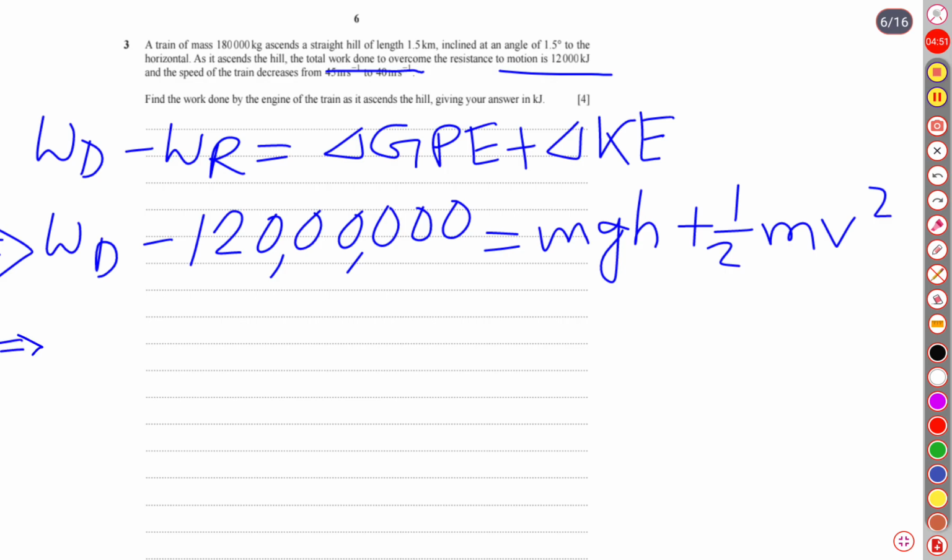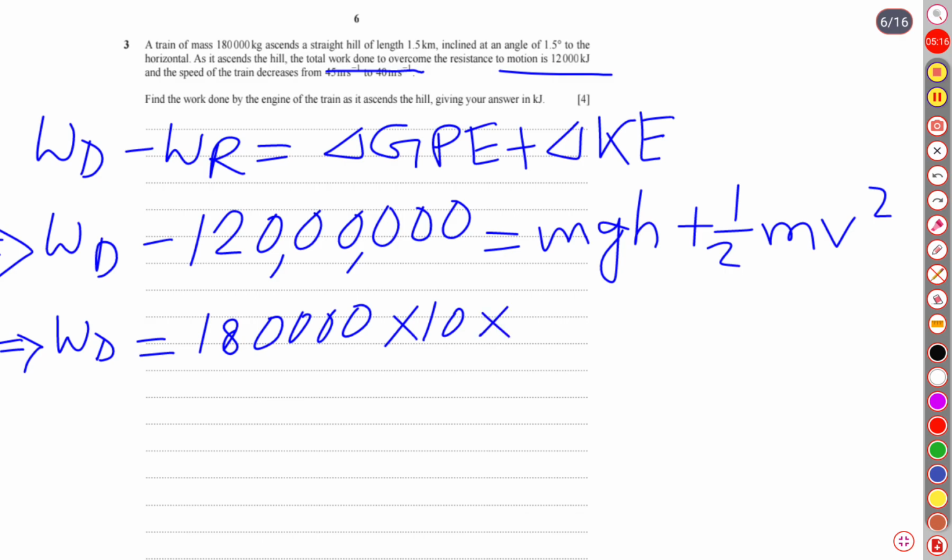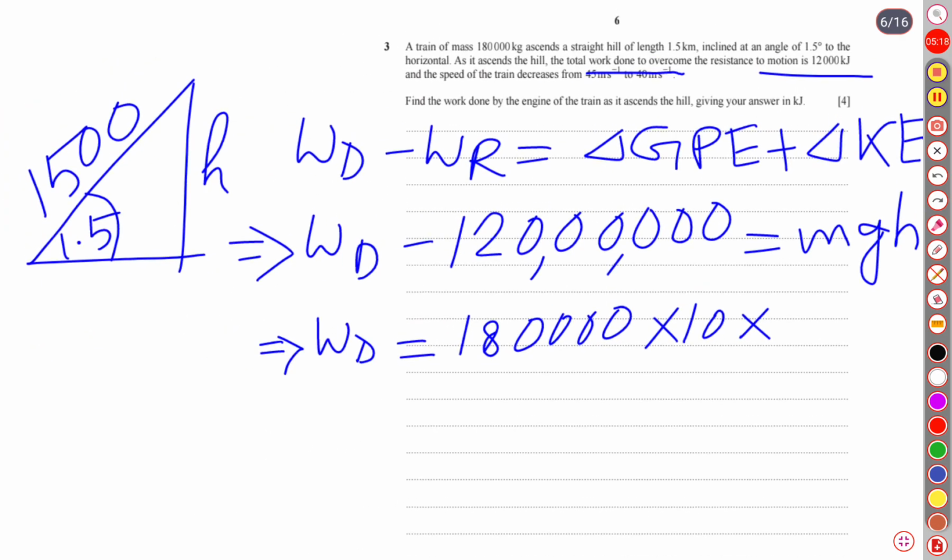Work done by driving force is equal to mgh. M indicates the mass. Mass of the train was 180,000, after 180 there will be three zeros, into acceleration due to gravity, the value of g is 10, and height. We have already decided that height is this one. So how to find height?